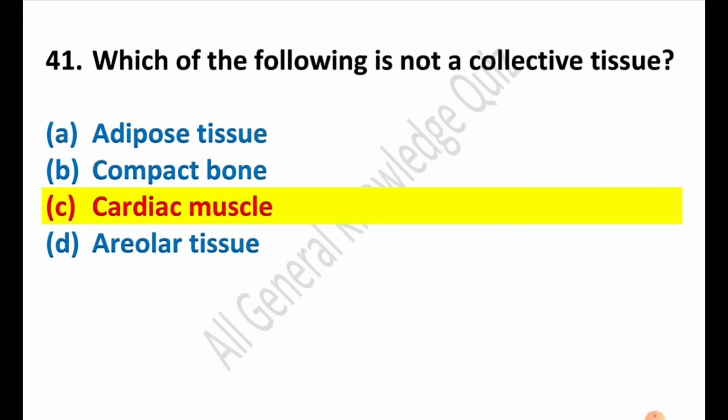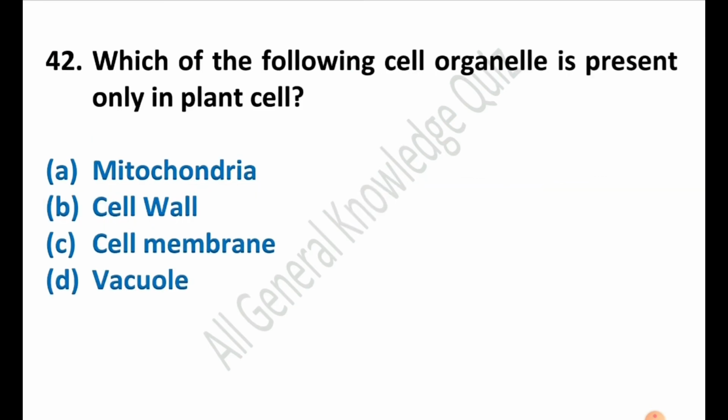The answer is option C, cardiac muscle. Cardiac muscle is not a connective tissue. Question number 42. Which of the following cell organelles is present only in plant cells? Option A, mitochondria. Option B, cell wall. Option C, cell membrane. Option D, vacuole.